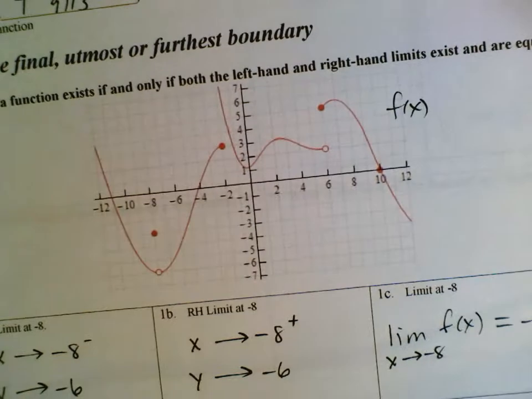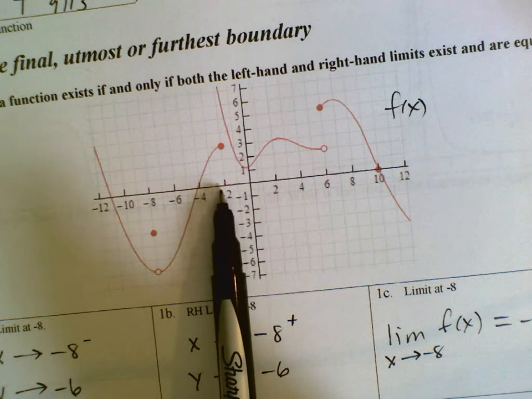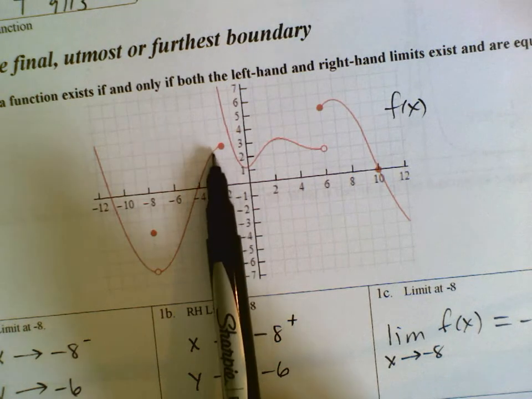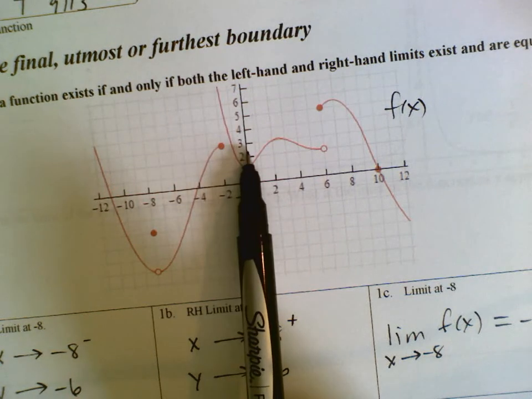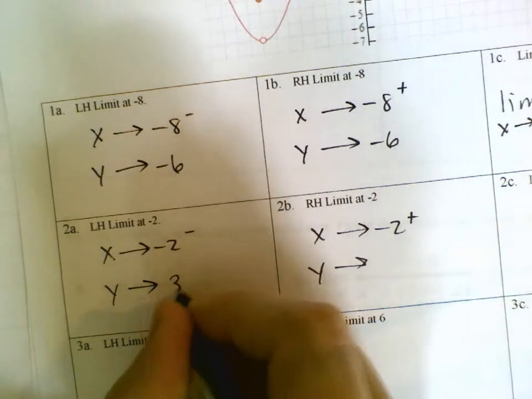-2 from the left. Okay, -2 approaching from the left, so -2.1, -2.001, etc. I'm looking at this part of the graph whose y values are approaching 3. Okay, so as x approaches -2 from the left, y is approaching 3.